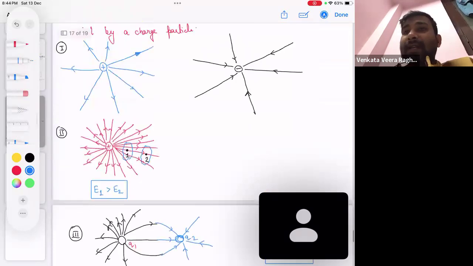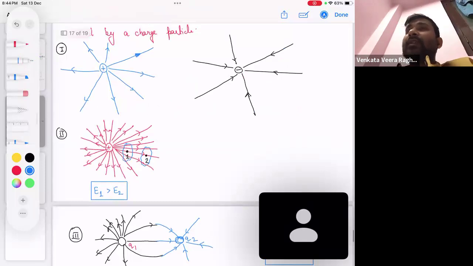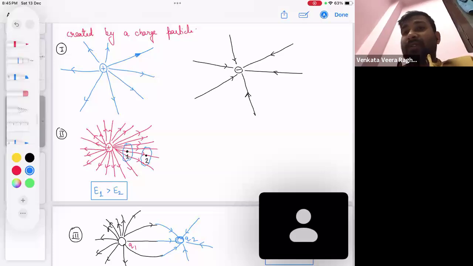See, looking at the field lines, how much important information I have. Looking at the direction of the field line, I can determine whether a charged particle is positive or negative, right? A positive charged particle has field lines away from itself, a negative charged particle towards it.